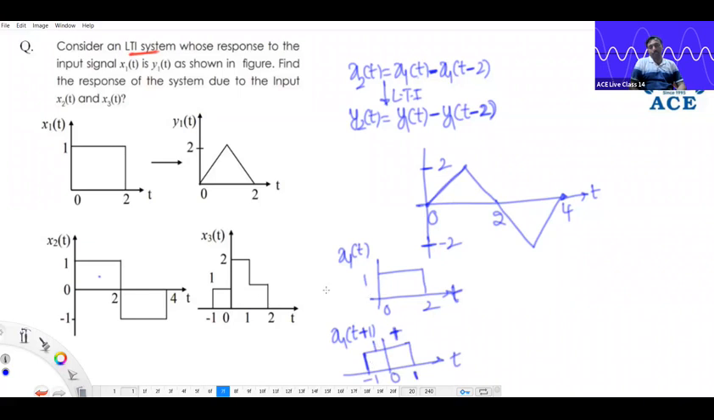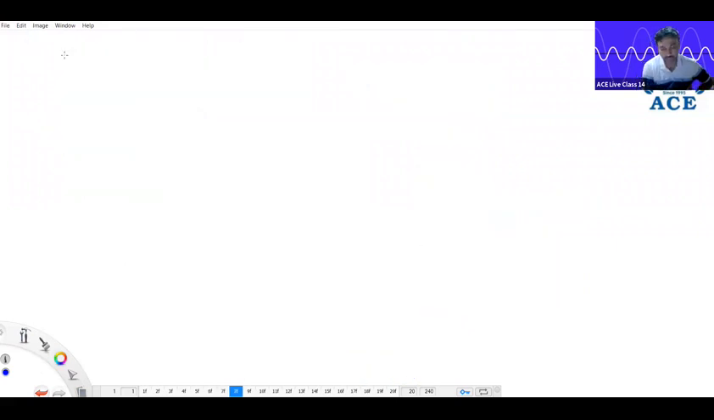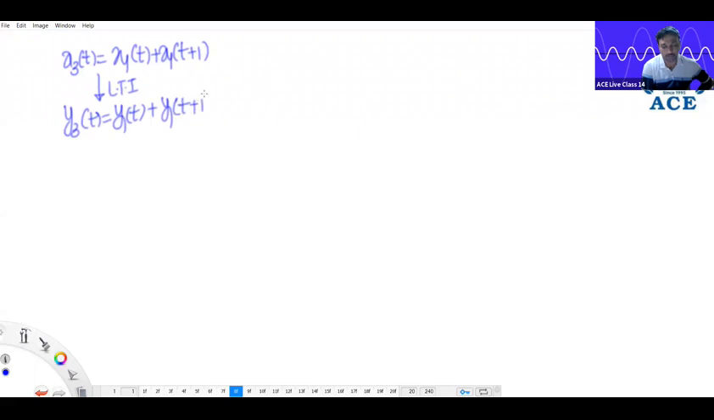From -1 to 0, 1 plus 0, 1 unit, sir. From 0 to 1, 1 plus 1 becomes 2, like that. So x3(t) equals directly x1(t) plus x1(t+1). What is the LTI system property? The same relation holds good for the output: y1(t) plus y1(t+1).